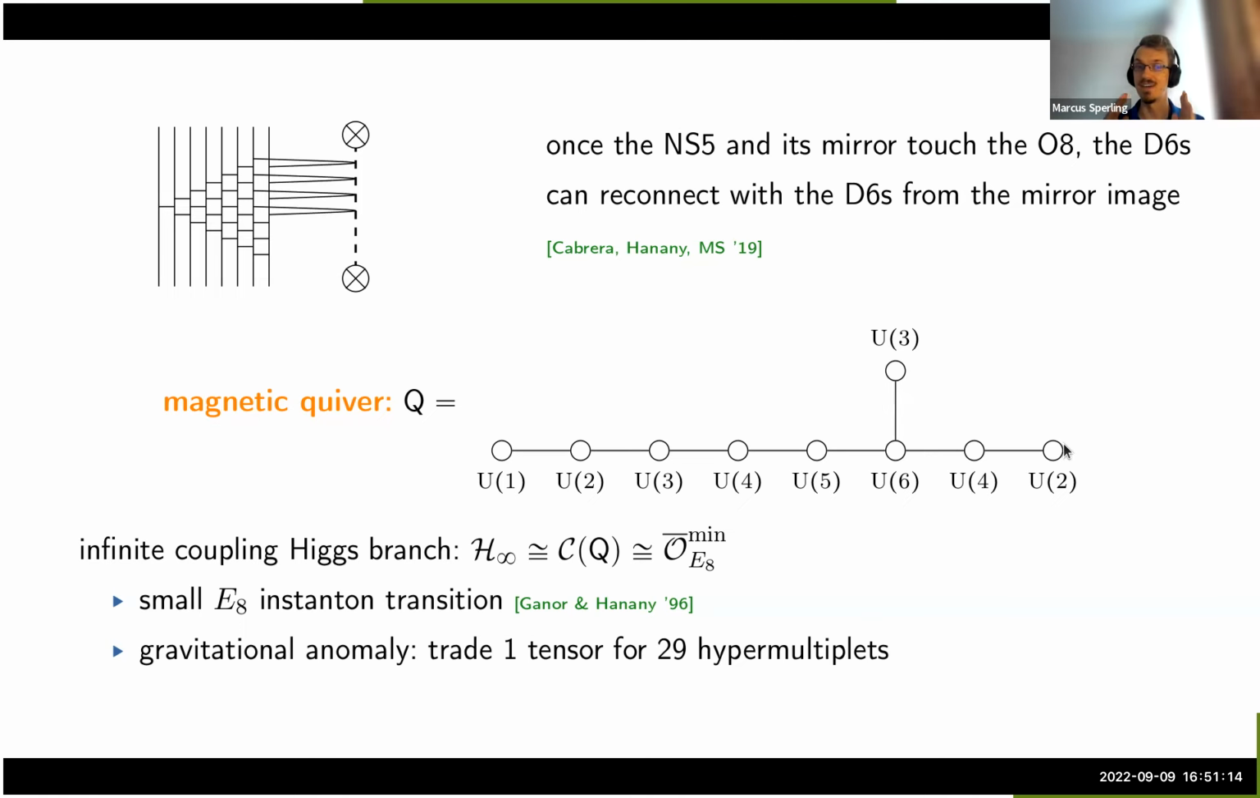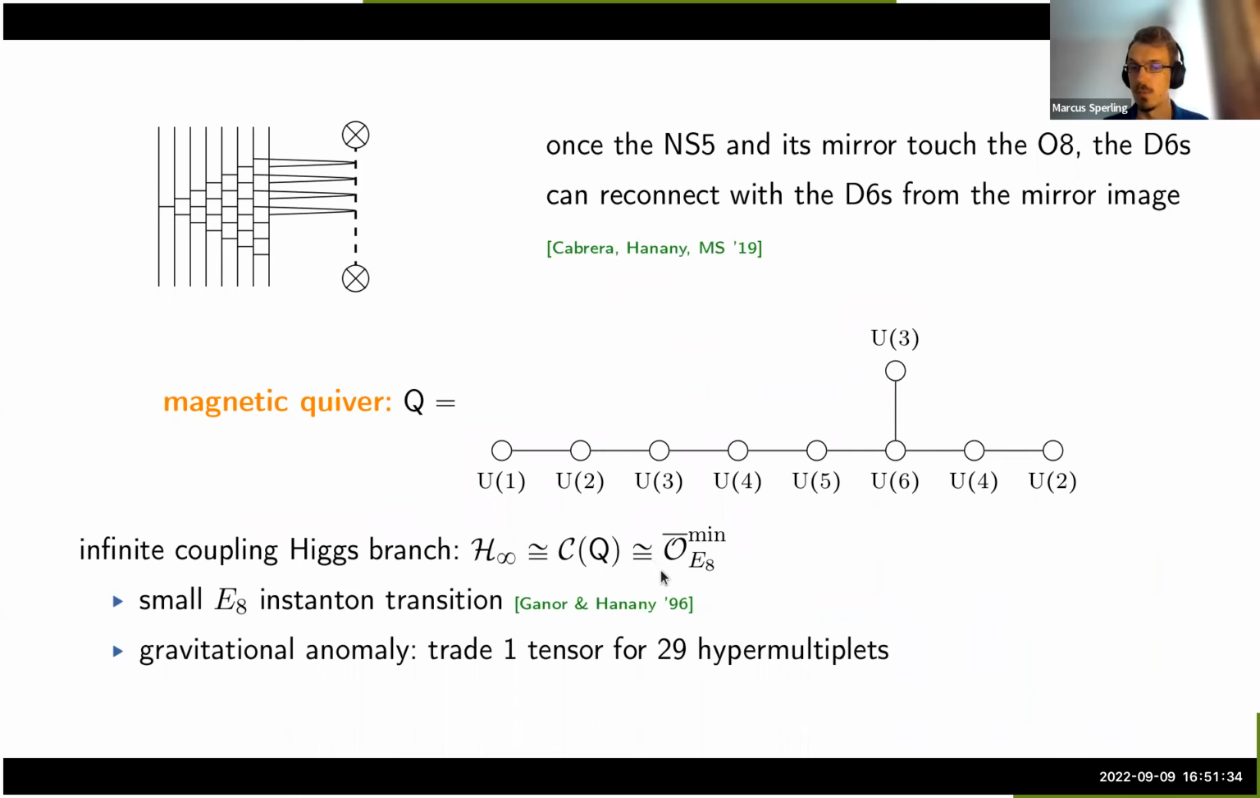And now you should be very, very happy because this is nothing else than the affine E8 Dynkin diagram. If I start computing the Coulomb branch of this object, which is supposed to be the Higgs branch at infinite coupling, you find this is the minimal nilpotent orbit of E8.